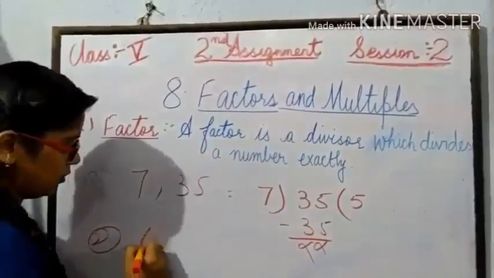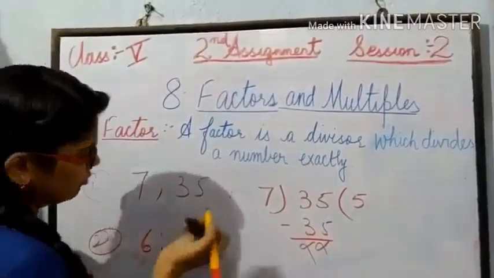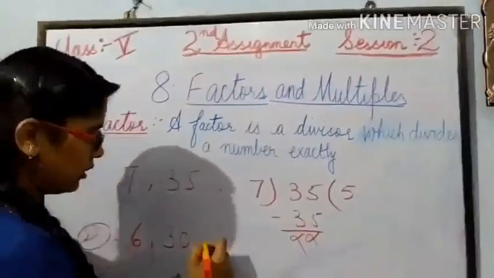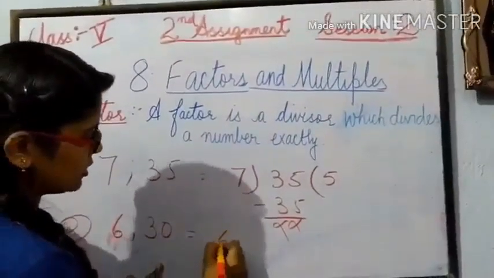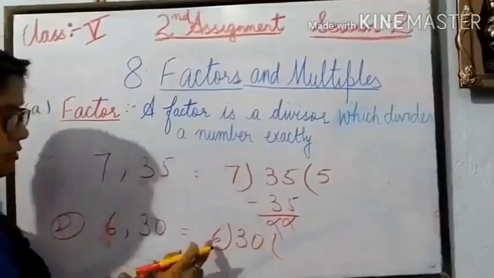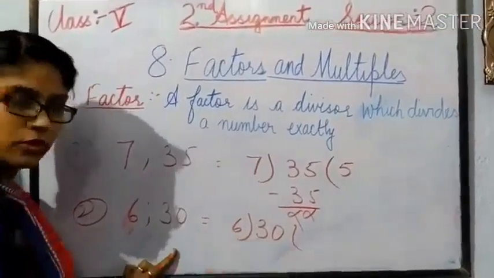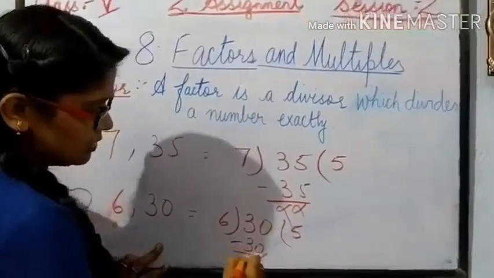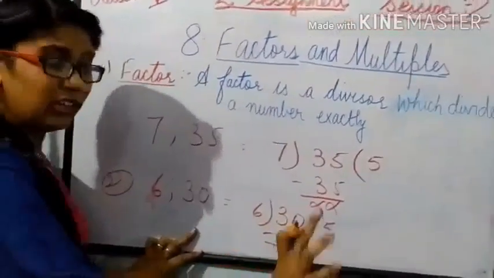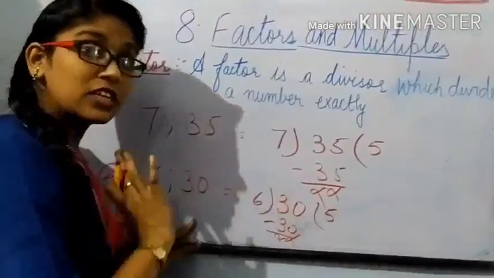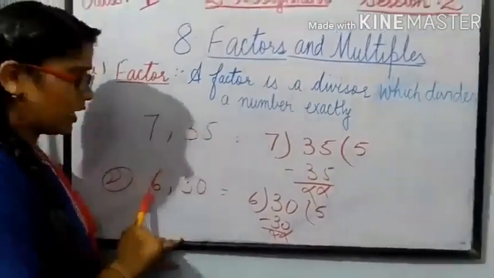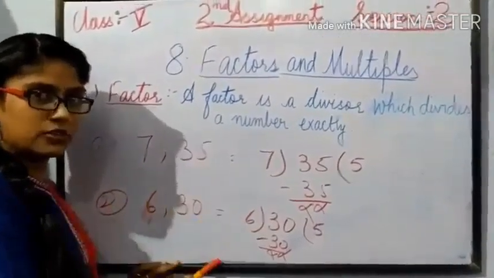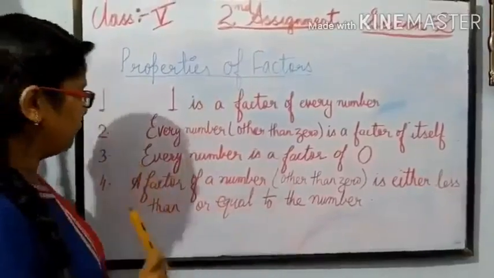See the next example. 6 is a factor of, you can take 30. 6 is a factor of 30. You can see again, 6 is dividing 30, and in the table of 6, 30 comes 5 times. So see here, again 6 has divided 30 completely, exactly. That's why 6 is a factor of 30 and 7 is a factor of 35. Understand?